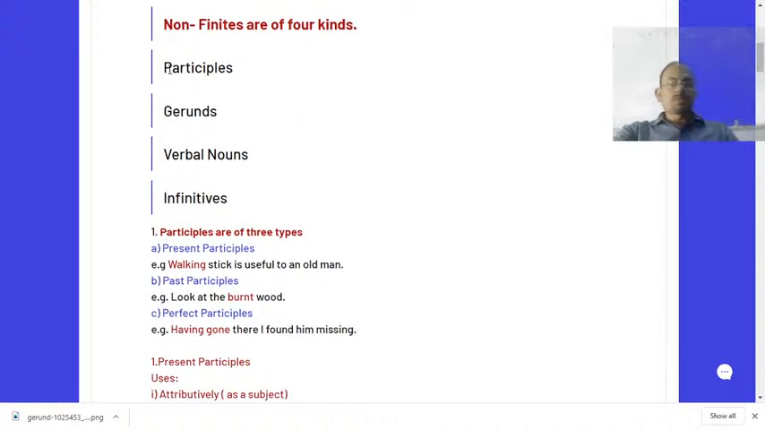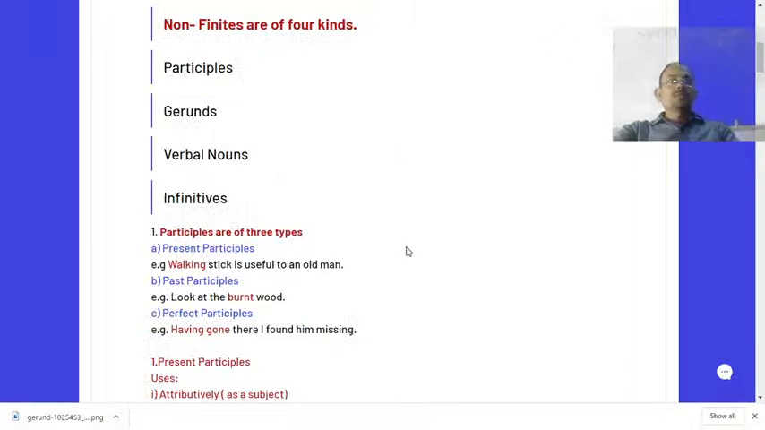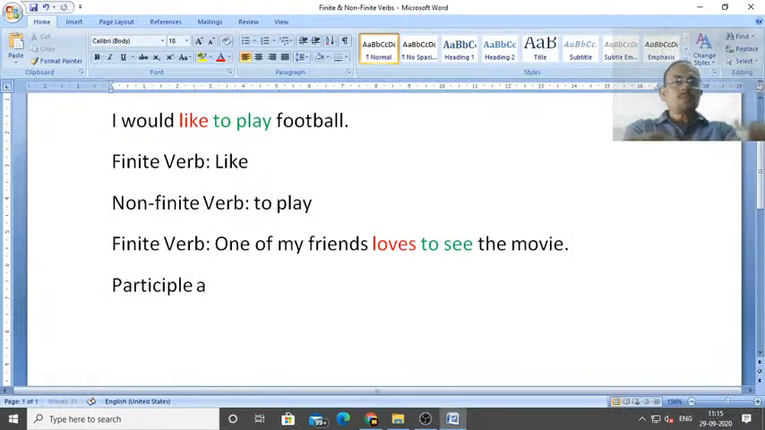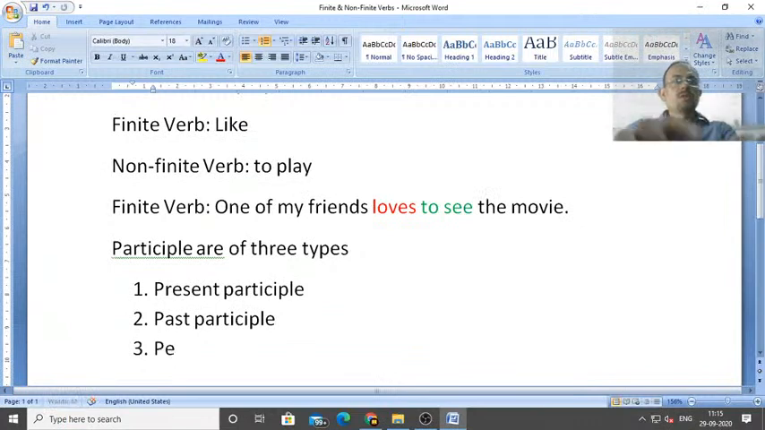Okay, what are participles? So you've got to know what are participles first. Dear students, participles are of three types. Number one is called present participle. Second one is called past participle. Then third one is called perfect participle. So there are three types of participle.